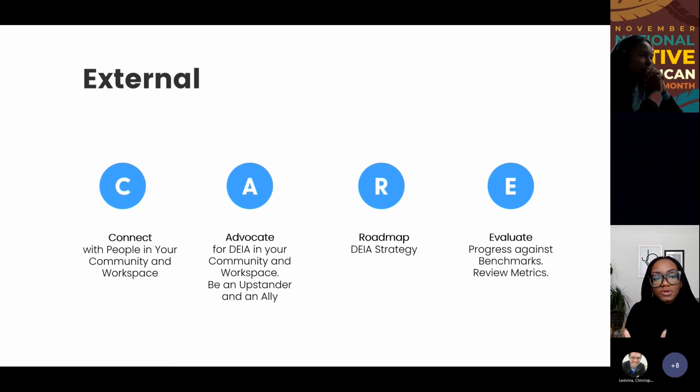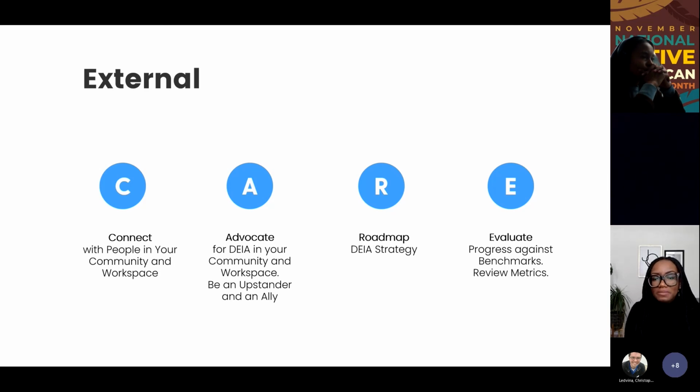And then the second approach is external. And so this is where the action happens, right? So C, connect. I want you to cultivate genuine connections with people who differ from you in your workspaces and in your communities. Because as I was saying a little bit ago, that's really where you grow in your experiences. A, advocate. Advocate for diversity, equity, inclusion, and accessibility in your community and your workspace. Speak up. Let people know that it's an imperative. Call out racism and injustice when you see it.